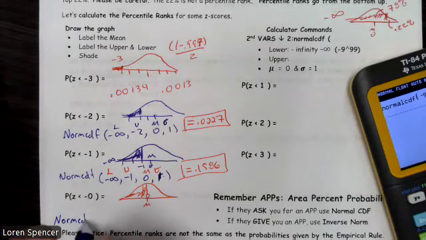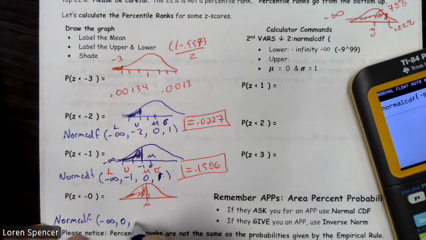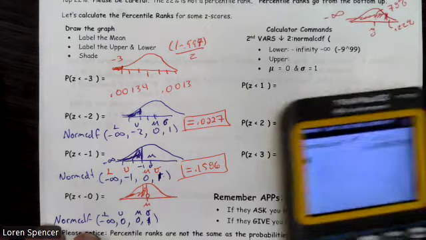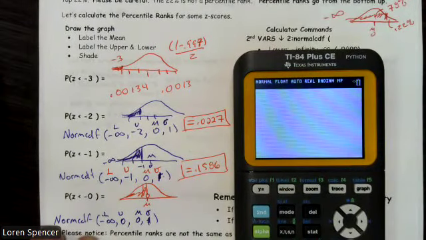So norm CDF, negative infinity, then upper bound of 0. Mean happens to be 0, and our standard deviation is 1. So this is the lower, this is the upper, this is my mean, and this is my standard deviation. And that's supposed to be a positive 1, not a -1. All right, so here we go.